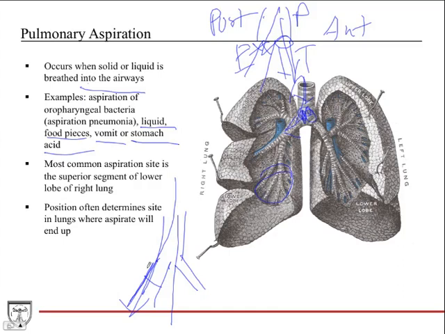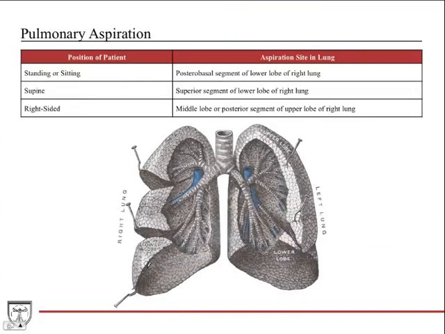However, the position of the patient can determine the exact site in the lung where the aspirate will end up. And so here we have a nice table for that. This is something that could show up on an exam, maybe even potentially a board exam. So if the patient is standing or sitting upright, it will go into the posterior basal segment of the lower lobe of the right lung. So here's the lower lobe, and the posterior basal segment will be in the posterior and then the base of the lung, so right around in here. Again, it comes down here, goes down here, in there.